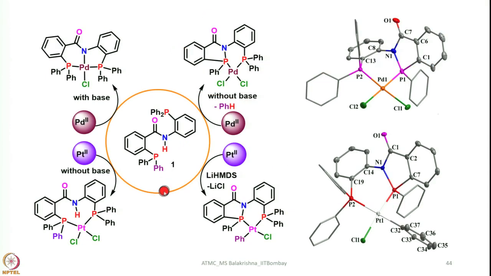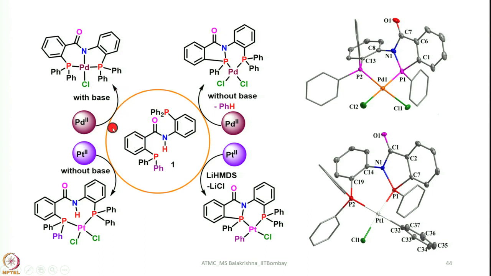So, this is another interesting reaction. I was just telling about phosphorus to carbon bond activation on a coordinated phosphine in my last lecture. So, this one we observed in our own reaction. For example, this is a very interesting ligand prepared by one of my students, and when it was treated with palladium and platinum, you can see what happens.